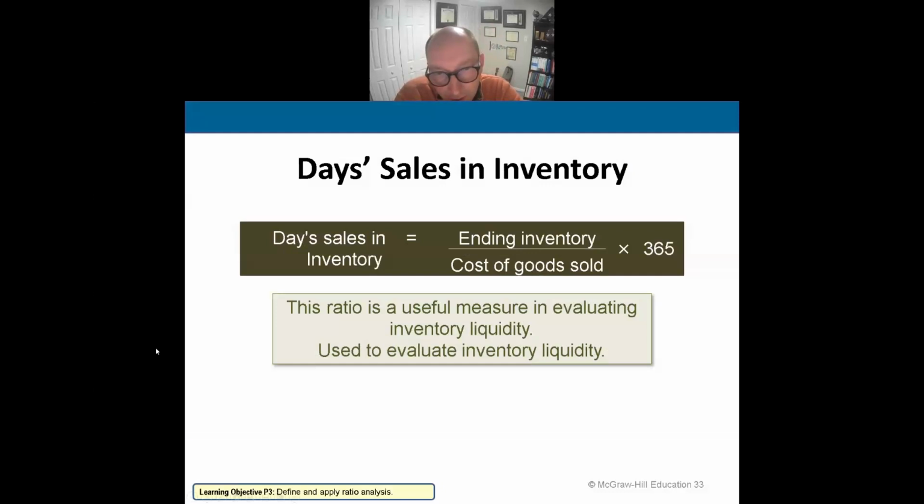Days sales in inventory. This shows me how quickly I can sell through the inventory to convert it to cash. I take ending inventory on the balance sheet divided by cost of goods sold on the income statement times 365 days.